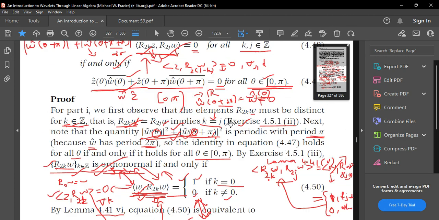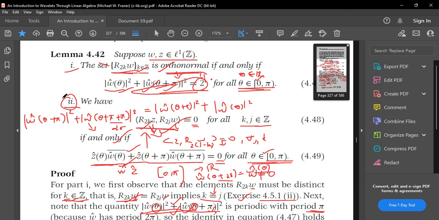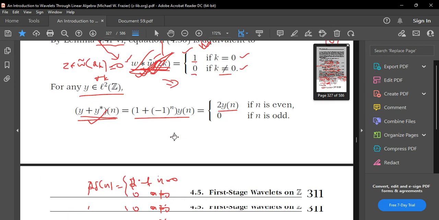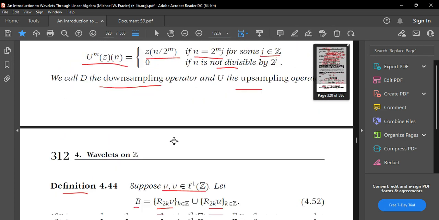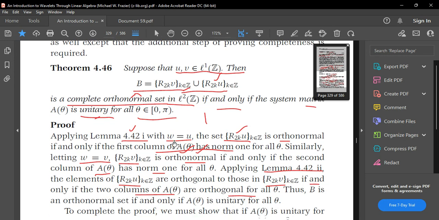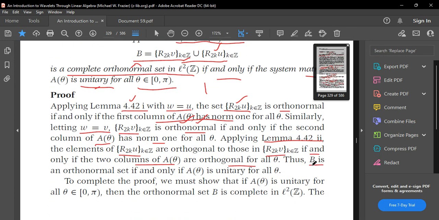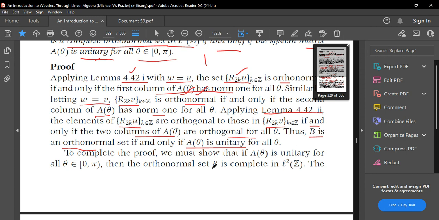Yes, one minute. Yes, this one, the second result. These are the columns of the system matrix, and these are the inner products between the elements of the set B. So what have we proved? We have proved that this B is an orthonormal set if and only if A of theta is unitary. Unitary matrix means its columns and rows will be orthonormal. That is, their individual norm will be 1, and the inner product between distinct columns or rows will be equal to 0.